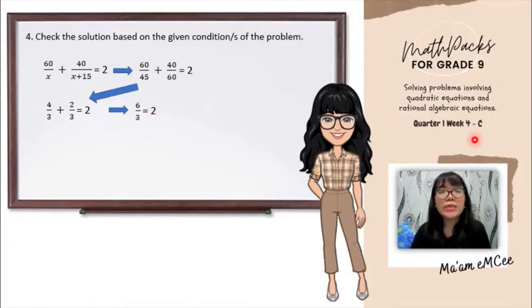What is 6 thirds equal to, or 6 over 3? So 6 thirds is equal to 6 divided by 3, and that is equal to 2. So 2 is equal to 2, and that is a true statement. That is, kumbaga, our proof now that indeed our solutions are 45 and 60.